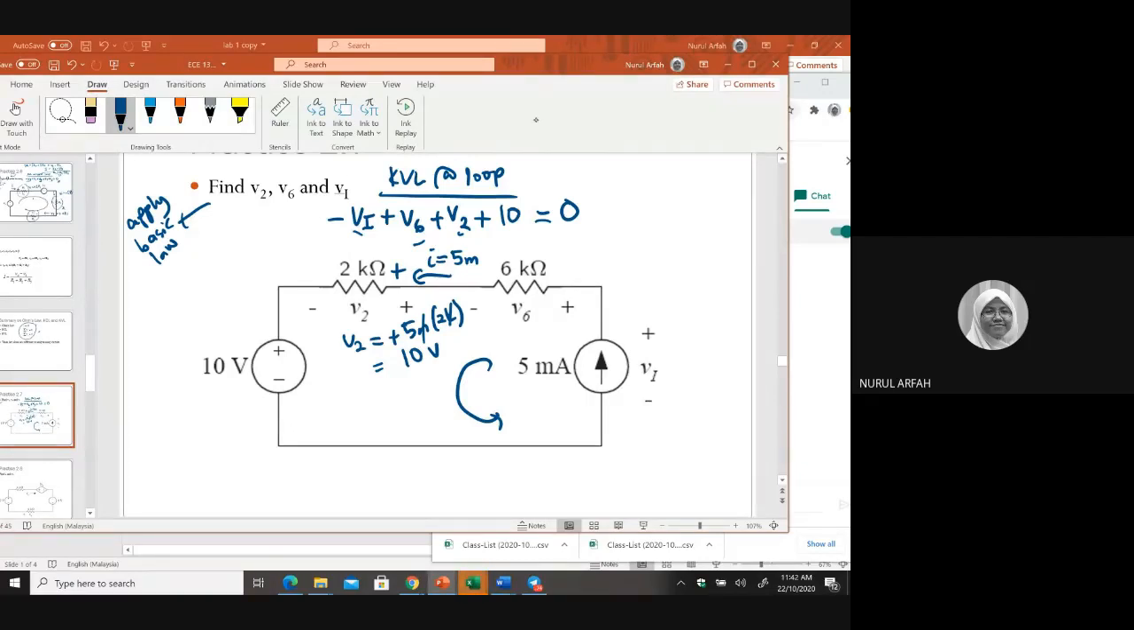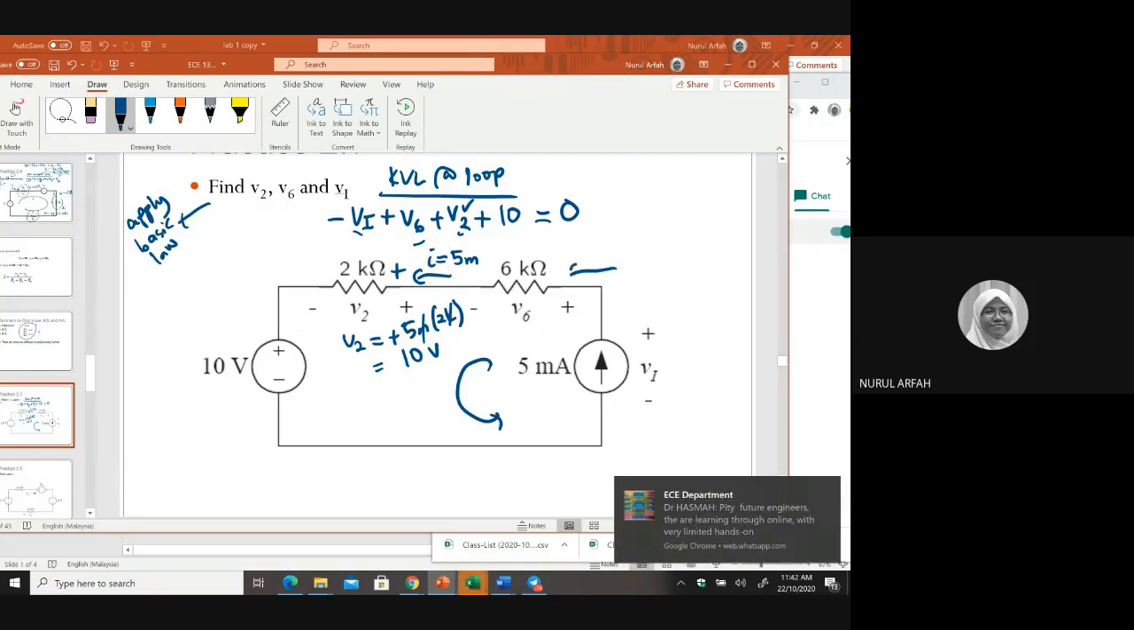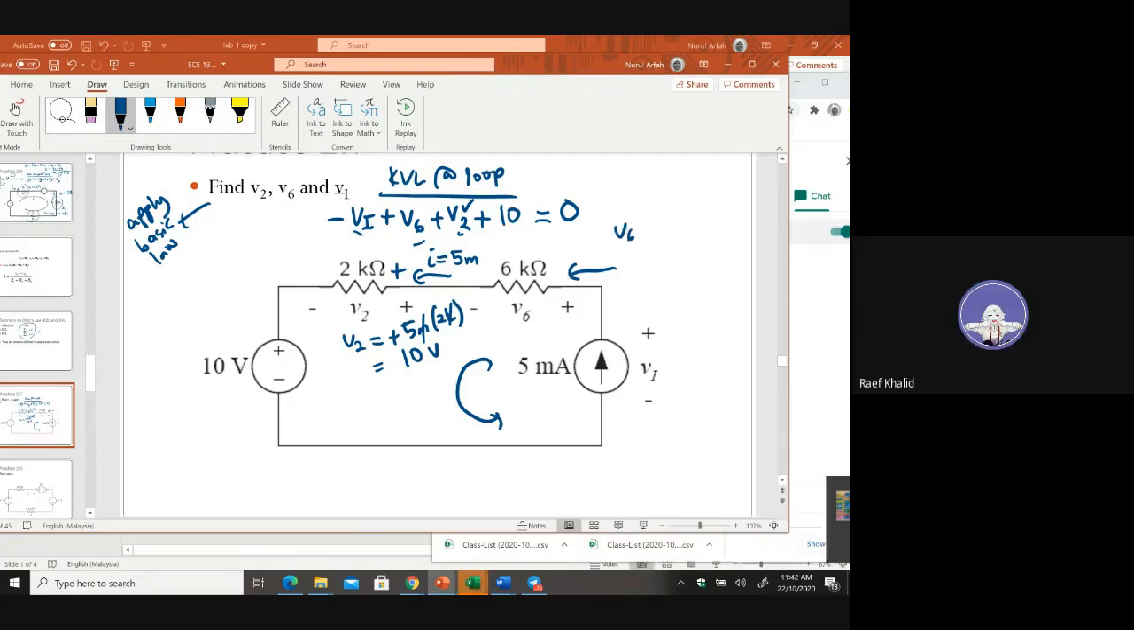Now we solve this part. What about V6? Positive. I is 5, R is 6. Yes, 5 milli into 6 kilo. Is it positive or negative? Positive, yes, good.